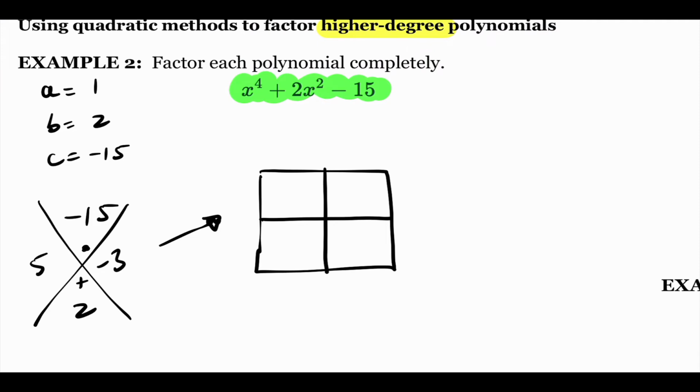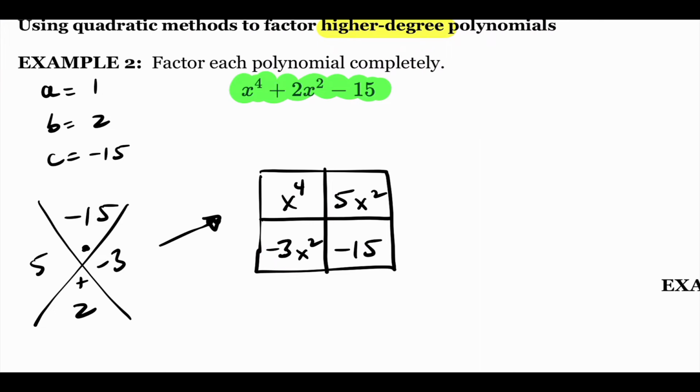Okay, so my focus is on the green now. The first term is going to go up here, just like always. The last term is going to go down here. 5 is going to go here, and negative 3 is going to go here. Just like always, right? But last chapter, they just had an x with them. Here, they need an x squared, because when I add them together, they have to make this term here. So they'll make the 2, but they will need an x squared for me to make 2x squared. So I put an x squared with them.